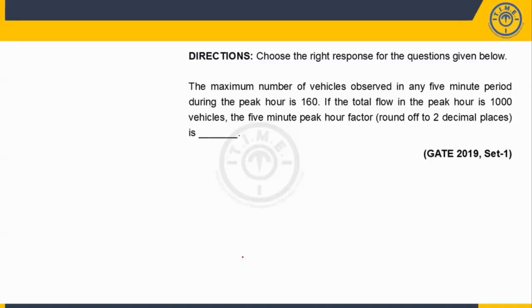Try this. Take a minute and try this. Sir, which topic question is this, sir?